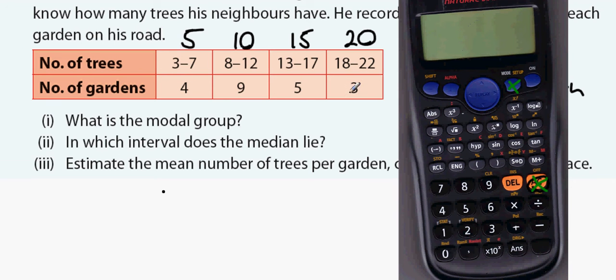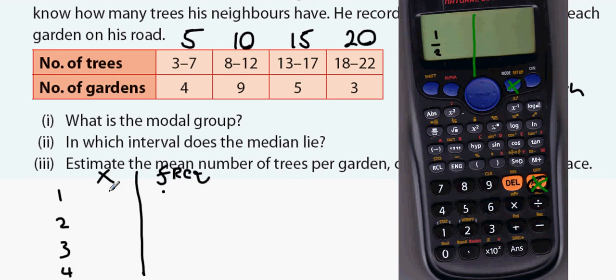So what you're going to have here is the following, okay? There's only 4 of them here, so it's going to be 1, 2, 3, and 4. So I'll write it down here: 1, 2, 3, and 4. You have X, and you're going to have frequency to the right. So all you're going to do here is write down the following. You're going to put 5 and 4, 10 and 9, 15 and 5, and 20 and 3. Okay, so just put these in.